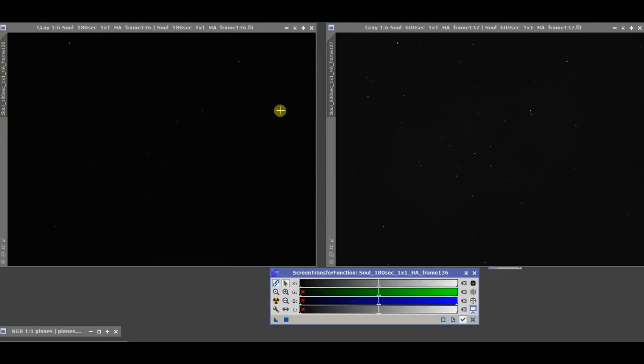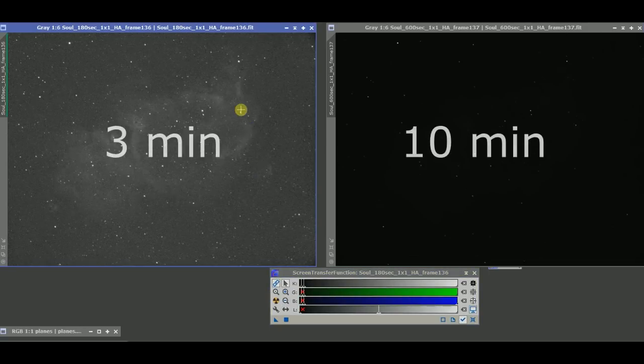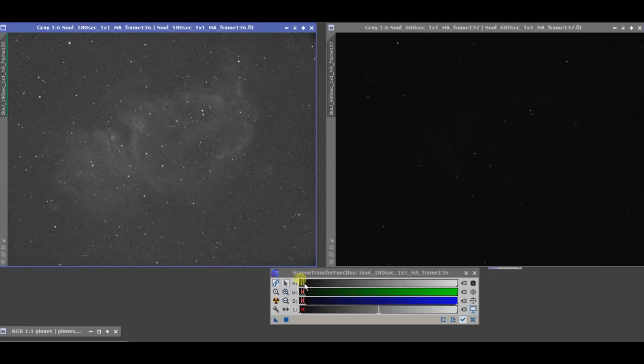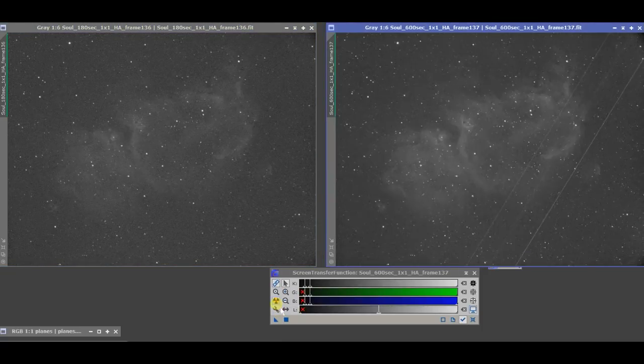Okay, so on the left here, we have a 3-minute image of the Sol Nebula. Let's take a look at that. That's one image at 3 minutes. You can see the Sol Nebula right here. Now let's look at the one on the right. This is my 10-minute image. And, of course, like clockwork, there's the plane. That's the wing on that side. That's a wing, and this is the main body.